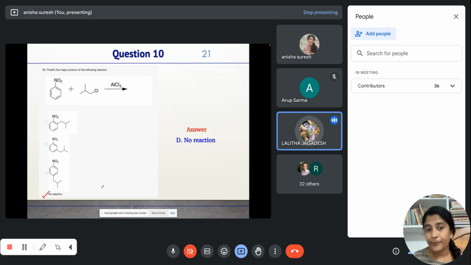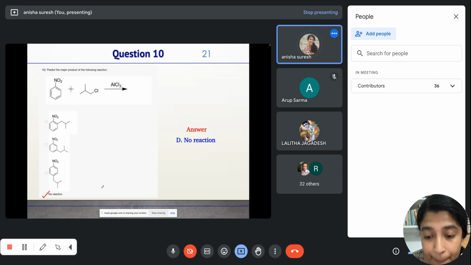Ma'am, so for meta-directing group, Friedel-Crafts alkylation is not possible, isn't it? Yeah. Acylation, ma'am. What? Friedel-Crafts acylation. Acylation will also not be possible in this case, because the ring is having overall a positive charge over it. So it cannot go and attack over the electrophilic groups. That is why the reaction is not feasible over here. Is it clear?